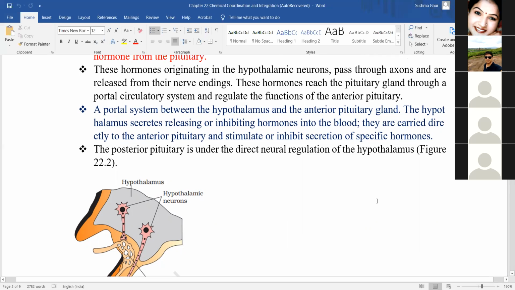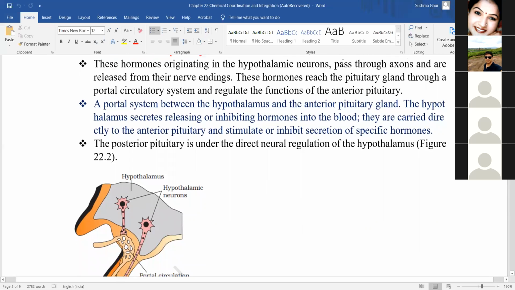Okay. So the hormones that are originating in the hypothalamic neurons, that is these structures, will be produced in these structures, and how will these hormones be passed from there to other parts? They will pass through the axons. You remember the structure of neurons? Yes, ma'am. Axons, dendrites, the whole structure, I think you remember. I have explained it to you very well.